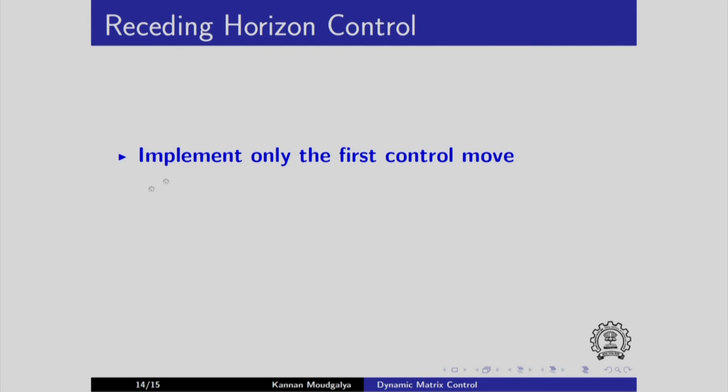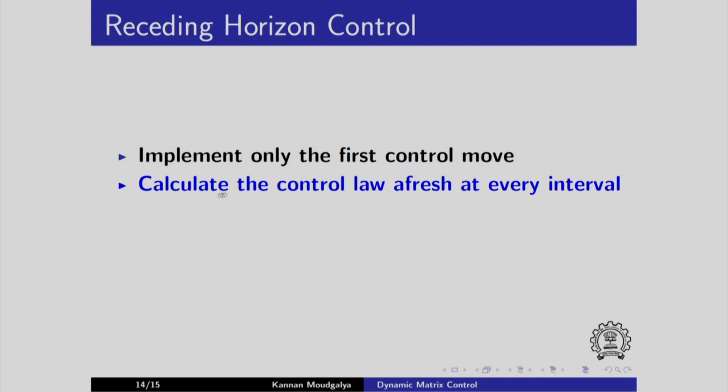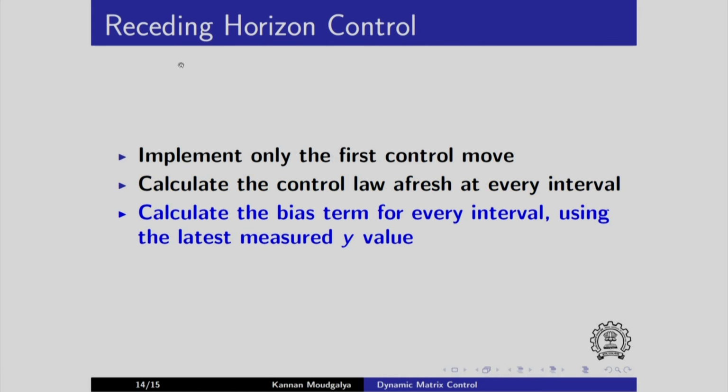As in GPC law, we will use receding horizon control approach. We will implement only the first control move. We will calculate the control law afresh at every interval. The range of values over which we do the minimization also keeps shifting. So, this is known as the receding horizon control. We will calculate the bias term for every interval using the latest measured y value.